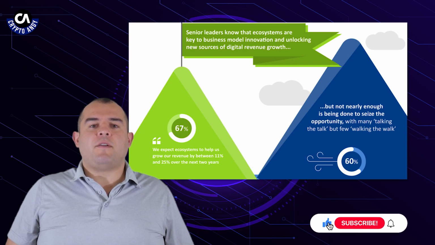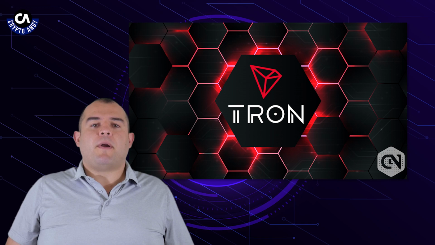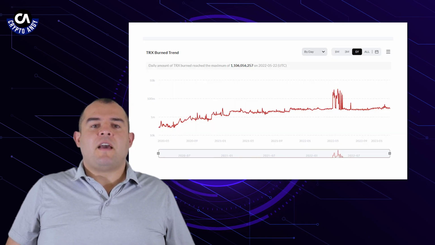However, there have been notable burns. When the mainnet launched in 2018, 1 billion TRX tokens were burned. Also, TRX is being burned to mint USDD, the Tron stablecoin pegged to the dollar.